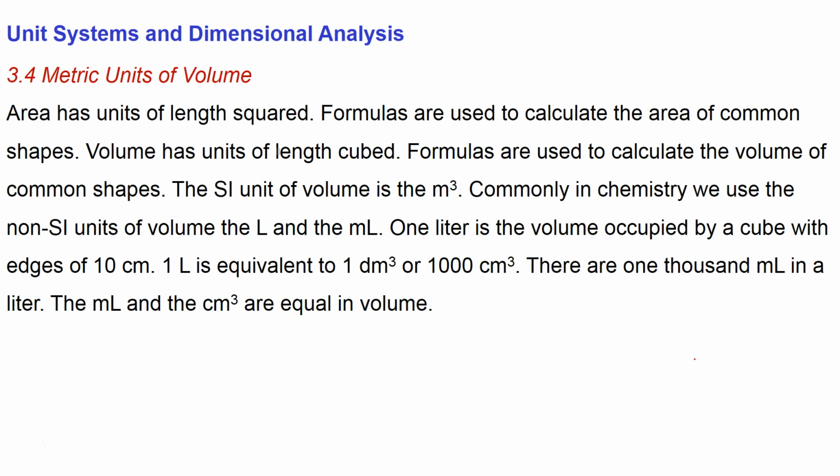Okay, so area has units of length squared, so meters squared, feet squared, miles squared, centimeters squared. Volume has units of length cubed, so centimeters cubed, feet cubed, miles cubed, things like that. We also commonly use non-SI units for volume, where 1 milliliter is equivalent to 1 centimeter cubed, and 1,000 milliliters is equal to 1 liter, which is also equal to 1 decimeter cubed.